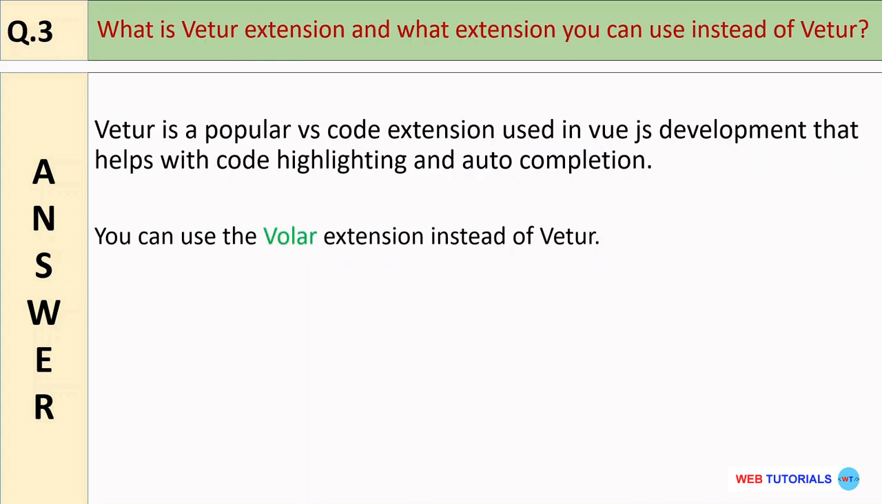What is Vetur extension and what extension you can use instead of Vetur? Vetur is a popular VS Code extension used in Vue.js development that helps with code highlighting and auto completion. You can use Volar extension instead of Vetur.